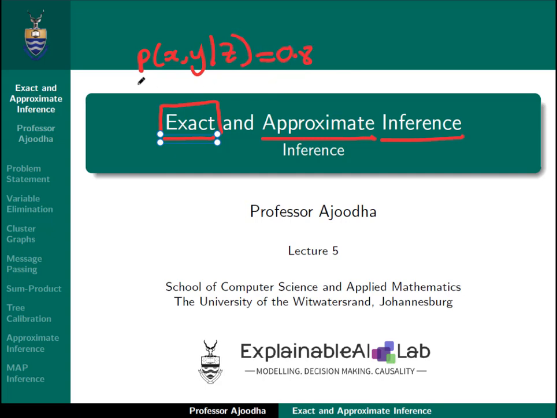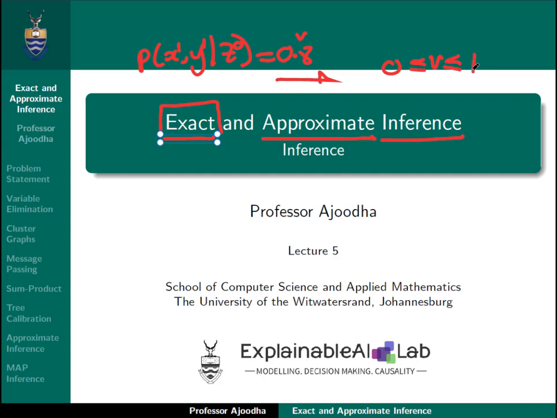This is for specific values of x and y and z. So maybe the evidence for z is 0, and I'm trying to calculate the posterior probability of x and y, and I get an actual value. This is a probability, a value between 0 and 1. So if this is my value v, then v is indeed a probability, so it must fall between 0 and 1.